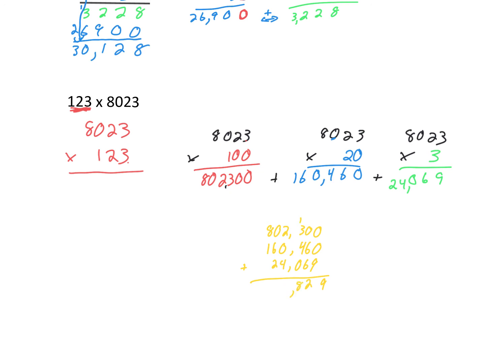I hope you're working this and not just copying me, because I am wrong once in a while. All right, I have 986,829. Let's see if that makes sense. 100 times this number, well, if it's just 100, I could just add 2 zeros to it. My answer should be about 800,000. Yeah, it is, 986,829. All right, in conclusion, today we worked on long multiplication.